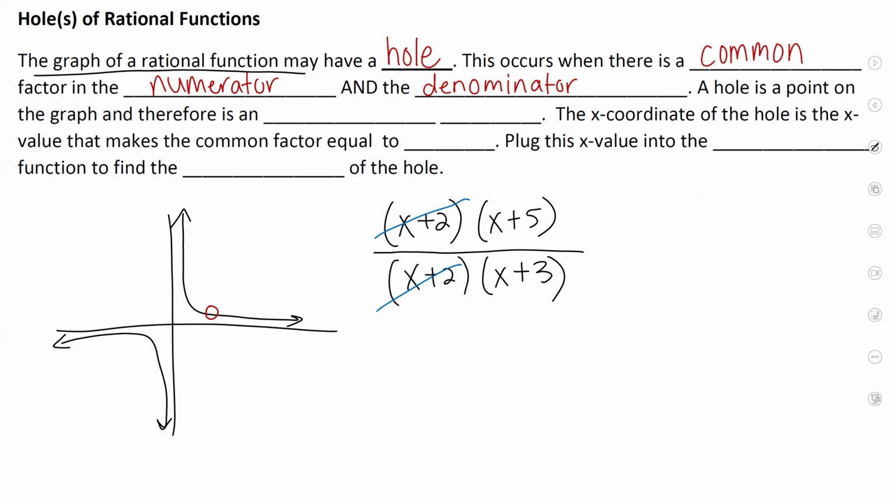A hole occurs when you have a common factor in the numerator and the denominator. So the top has an x plus 2 and the bottom has an x plus 2. Whenever that happens, you're going to have a hole. A hole is a point on the graph. Therefore, it is an ordered pair.